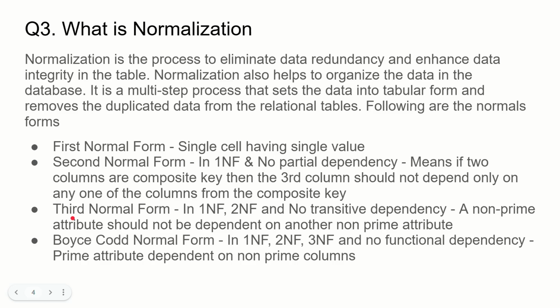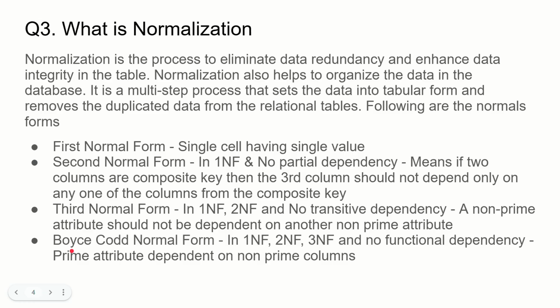Third is third normal form. For a database table to be in third normal form, it should be in first normal form and second normal form, and there should not be transitive dependency. What is transitive dependency? A non-prime attribute should not depend on another non-prime attribute.